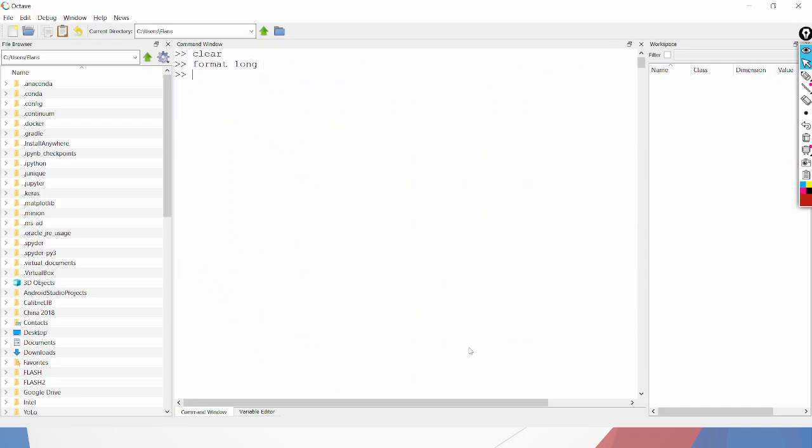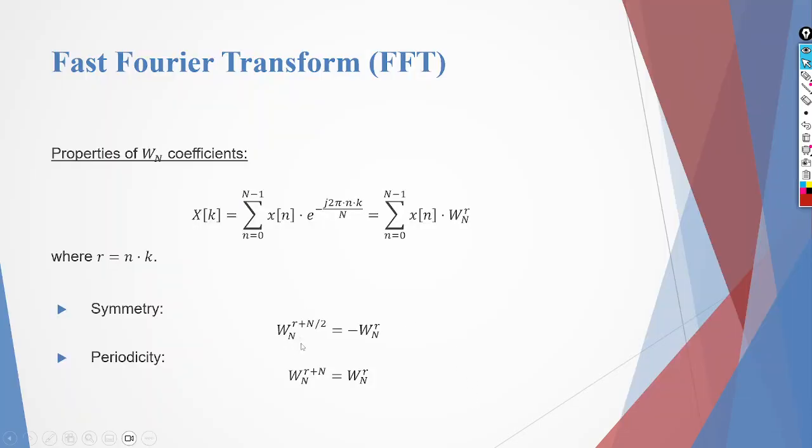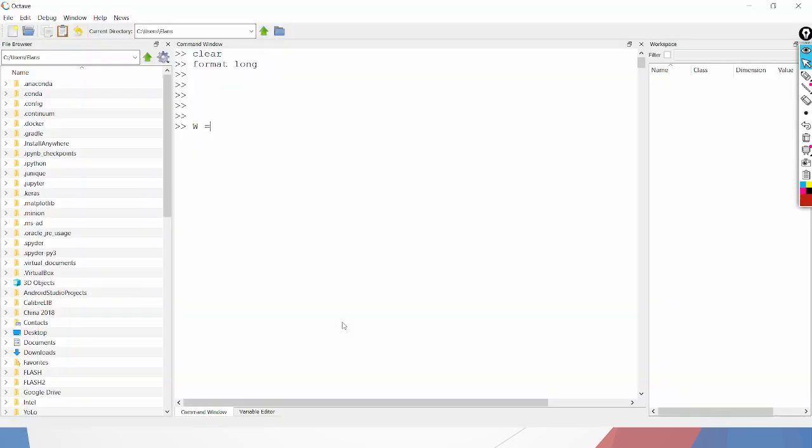Format long, and say I will have this coefficient as W, that would be W_N = e^(-2πi/N). Yes, so let's mark it like that. W is a complex exponential, minus 1i multiplied by 2π over 8. That is a complex number. Yes? Well, actually, let me make this format short. Maybe it will look better. I suppose, yes, it will look better.